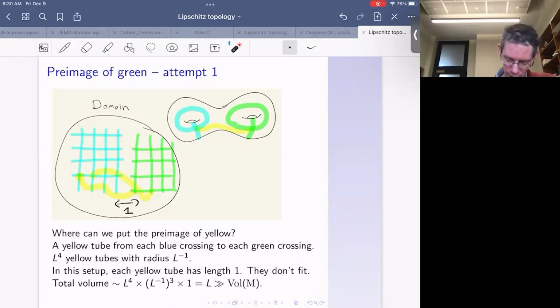And now they don't fit. I have L to the fourth tubes. They have a thickness of L inverse. So their volume would be L inverse cubed times a length of 1. So the total volume of all this stuff is L, which is much, L is going to infinity and the volume of my domain is constant, so they don't fit.